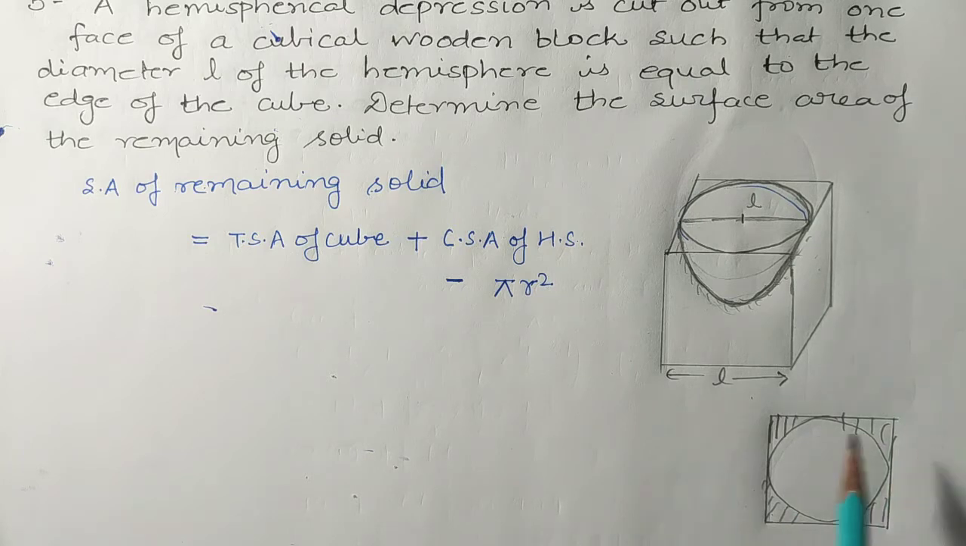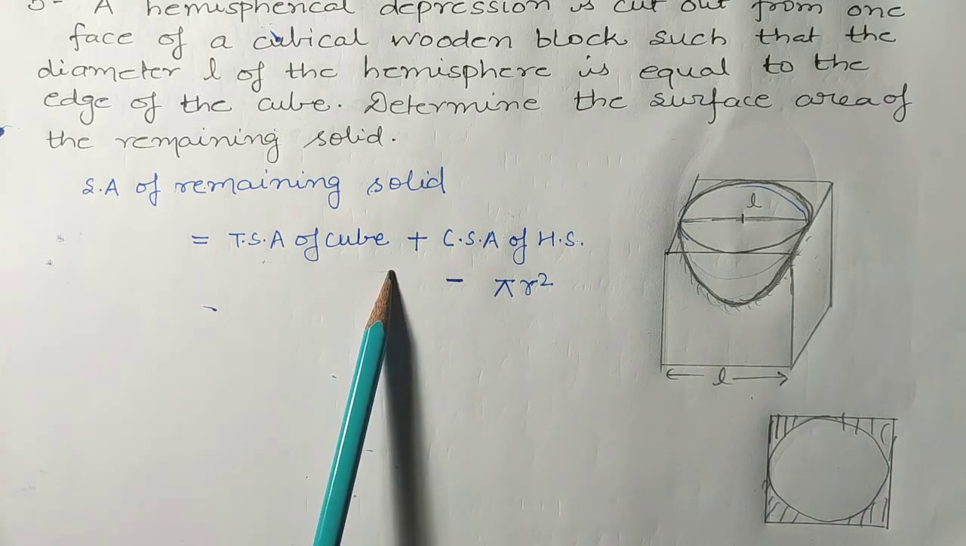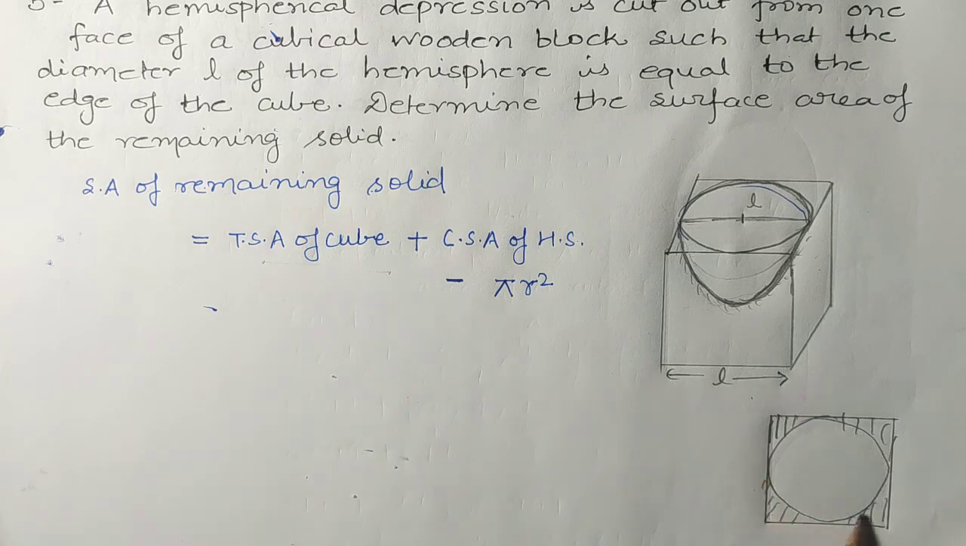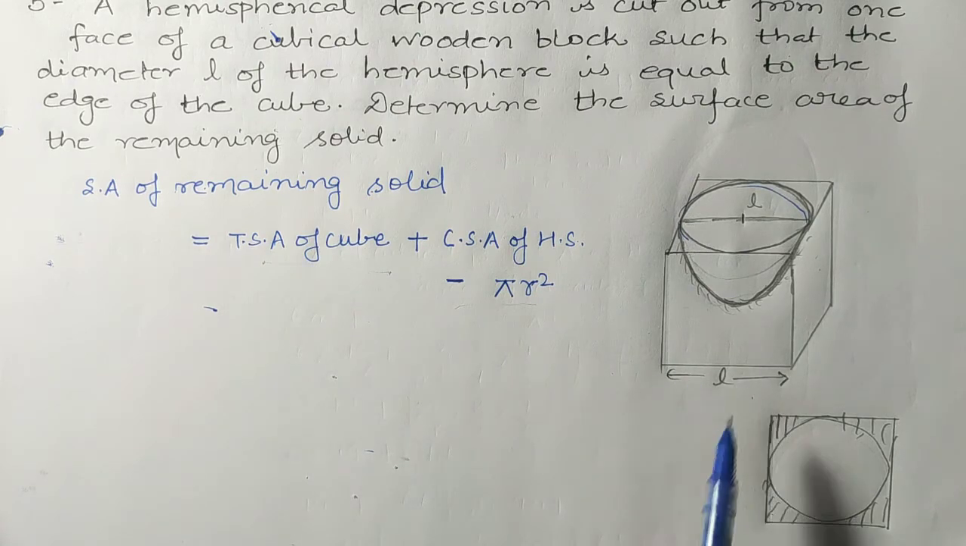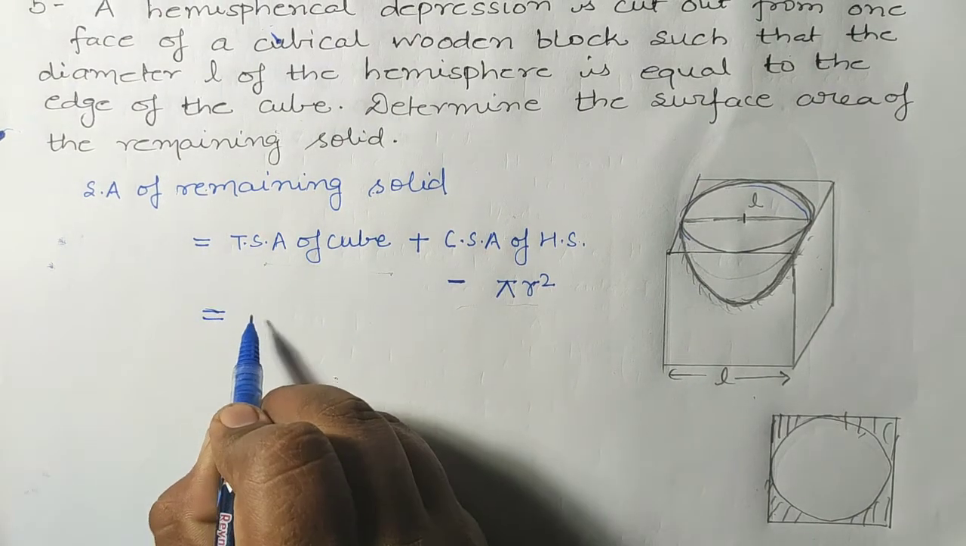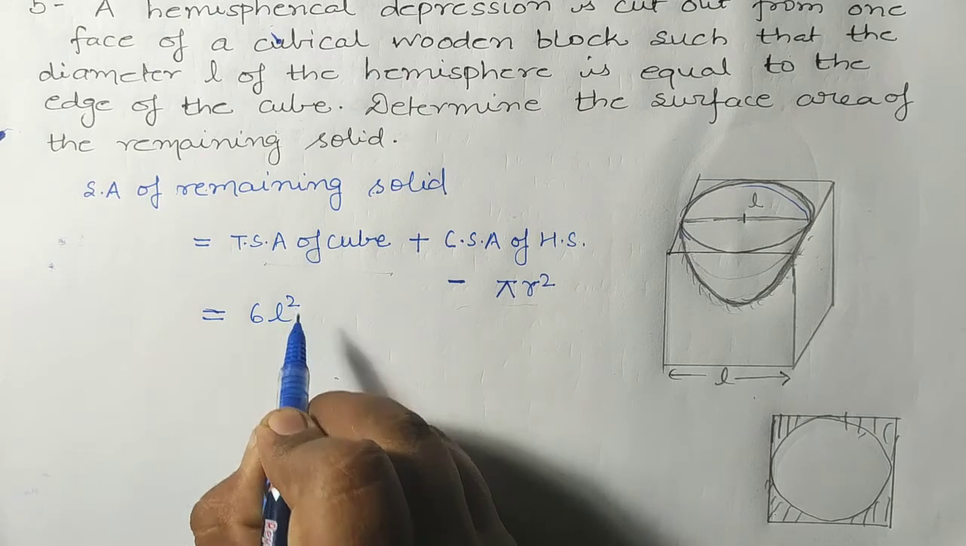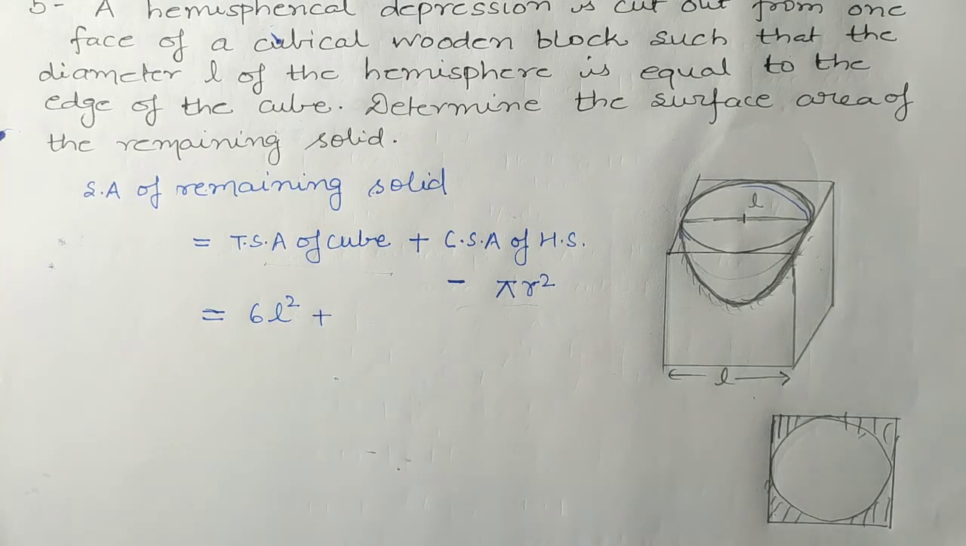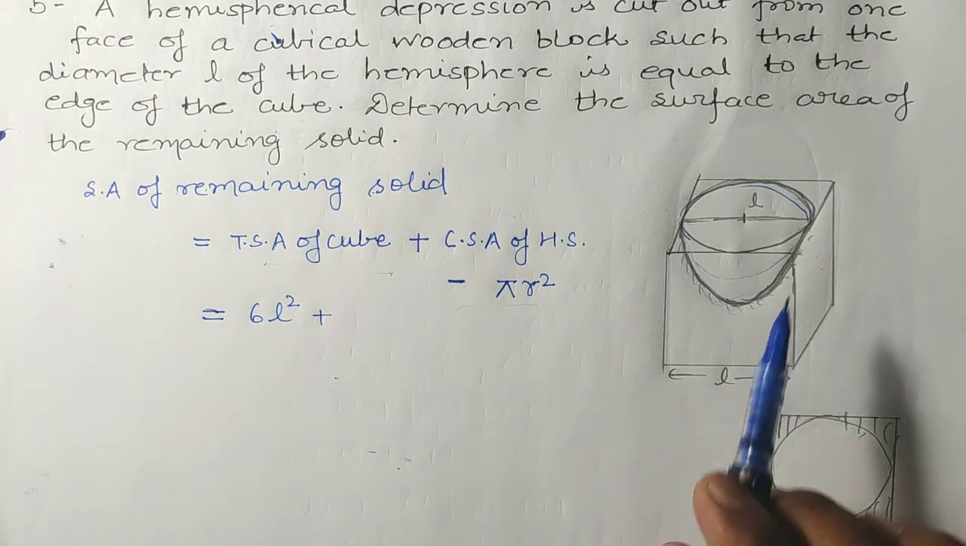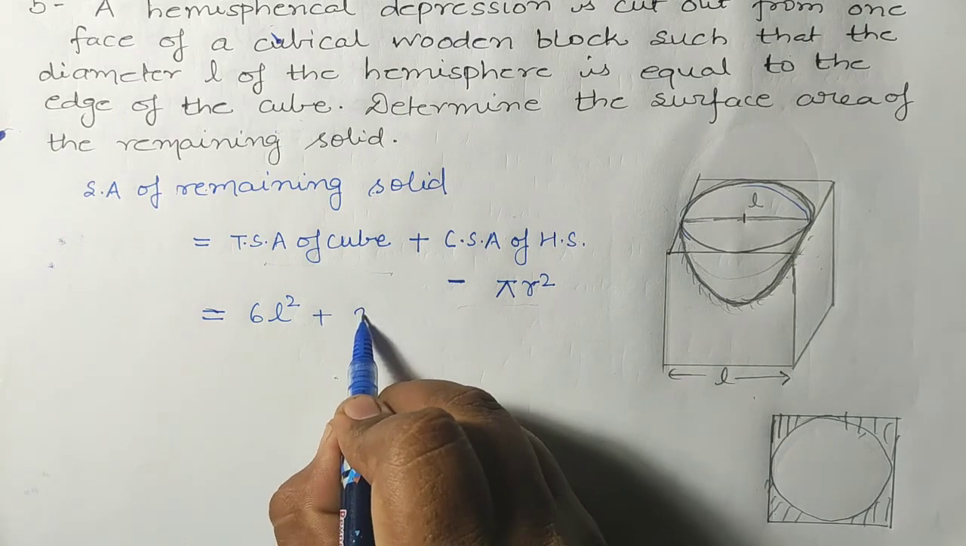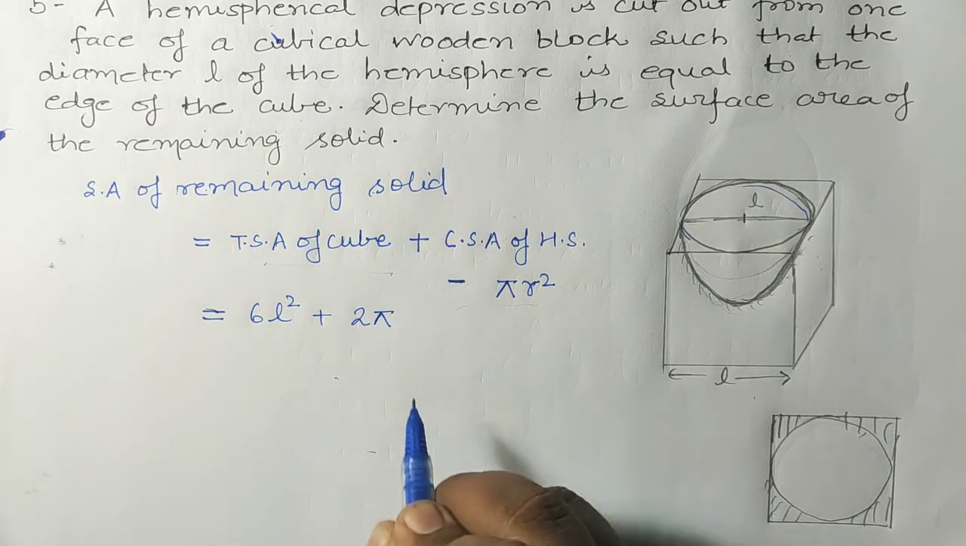So the area of a square is here in the total surface area of the cube, and basically we have to subtract this circular portion. For that we have written here minus pi r square. Now see, the edge of the cube is L, so the total surface area will be 6L square. The curved surface area of the hemispherical portion, the formula is 2 pi r square.